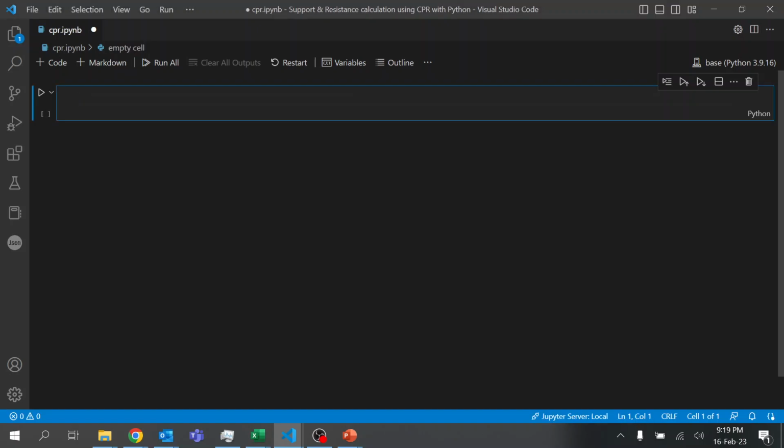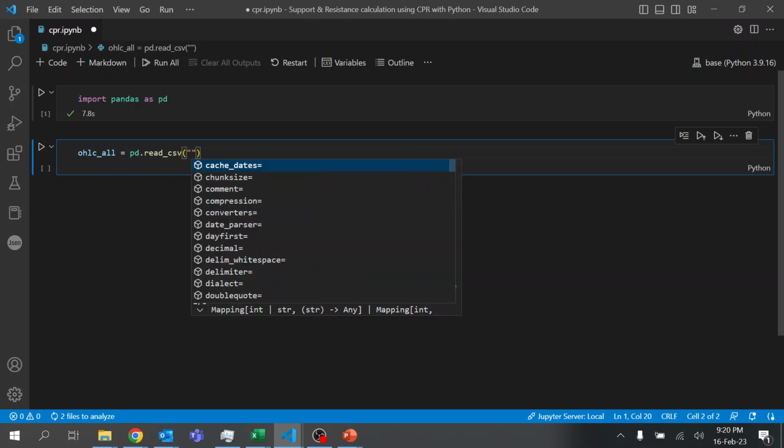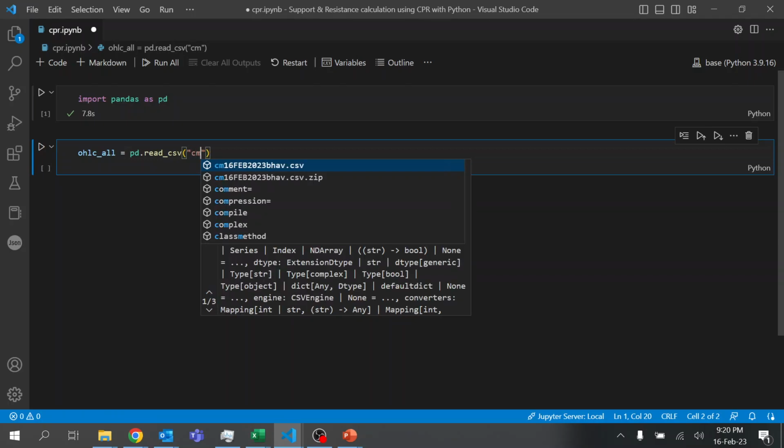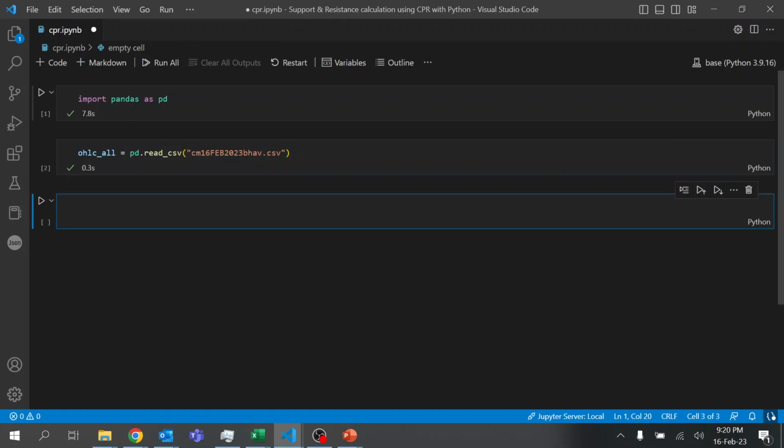To import data, you need pandas. Let's import pandas. And what I'm going to do is extract the CSV file which I just downloaded. I'm going to name the variable OHLC all, and I'm going to give read CSV and the CSV file name. Okay, so now I have the CSV file loaded.